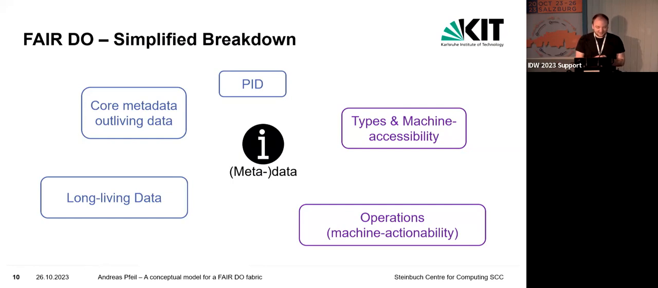Then there are the more complicated parts. We have machine accessibility and machine readability regarding types and profiles, and ideas that belong in this category. And we have the category of operations, so machines can act on the PIDs in a very specified manner. This also goes in the direction of, at some point, reproducibility. These are the concepts that I picked. One could probably do it very differently, but I think it makes up a very general framework.